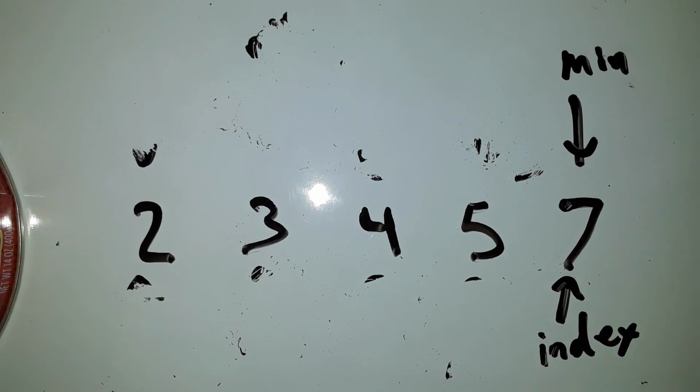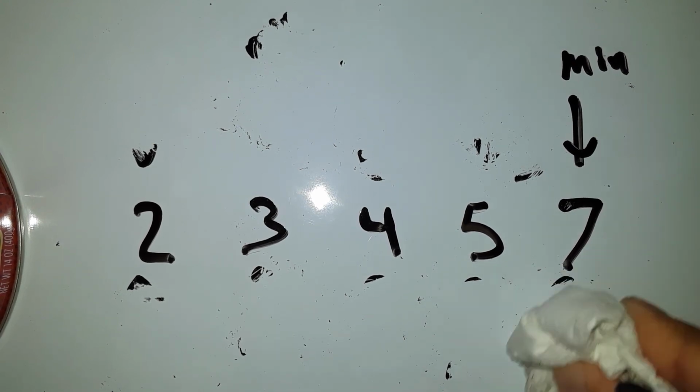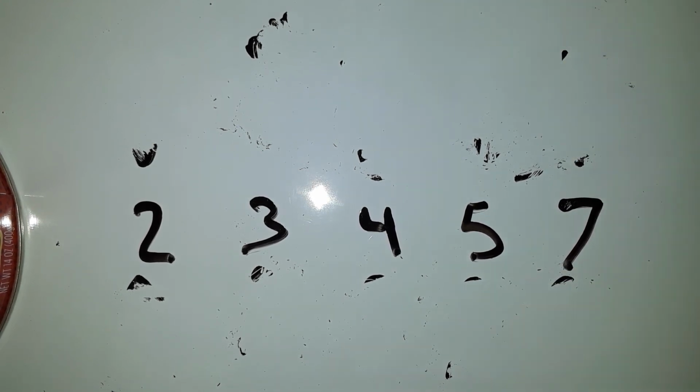And of course, we've hit the end of the array. So are minimum and index pointing to the exact same item in the array? It is. So now we can just look at this and see that it's 2, 3, 4, 5, and 7. And that is in the correct order. And that is pretty much how selection sort works.